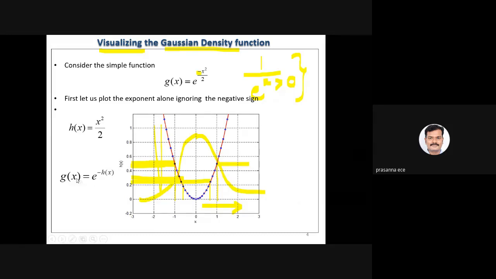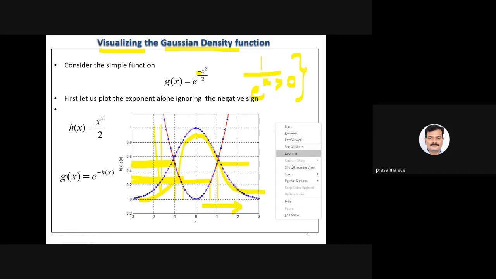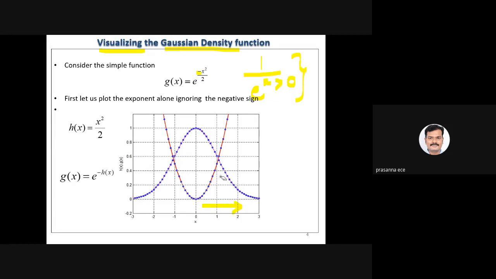Now what we have done is we first plotted h of x, which is nothing but a quadratic equation which has a parabolic form, and now we are raising h of x to the power of e, right? So what kind of plot will we get? We'll get an exponential, we'll get the Gaussian plot. You can see a bell-shaped curve here. That bell-shaped curve is the general form of a Gaussian density function.